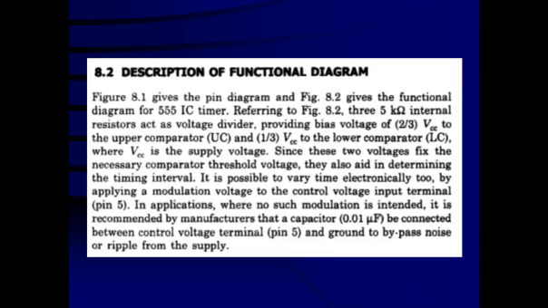In applications where no such modulation is intended, it is recommended by manufacturers that a capacitor of 0.01 microfarad be connected between the control voltage pin, that is pin number 5, and ground to bypass noise or ripple from the supply voltage.